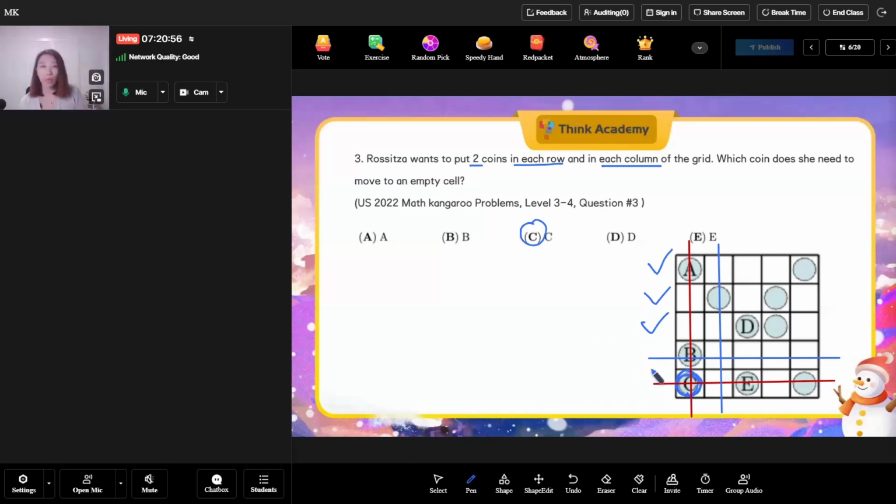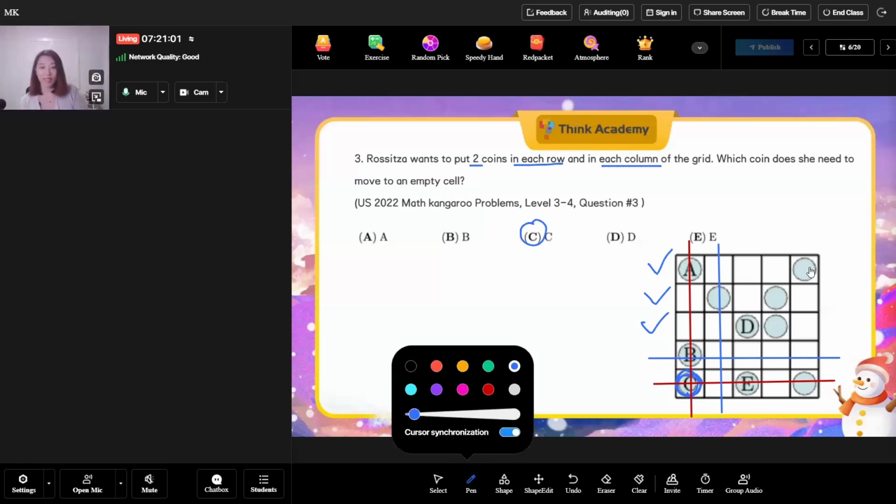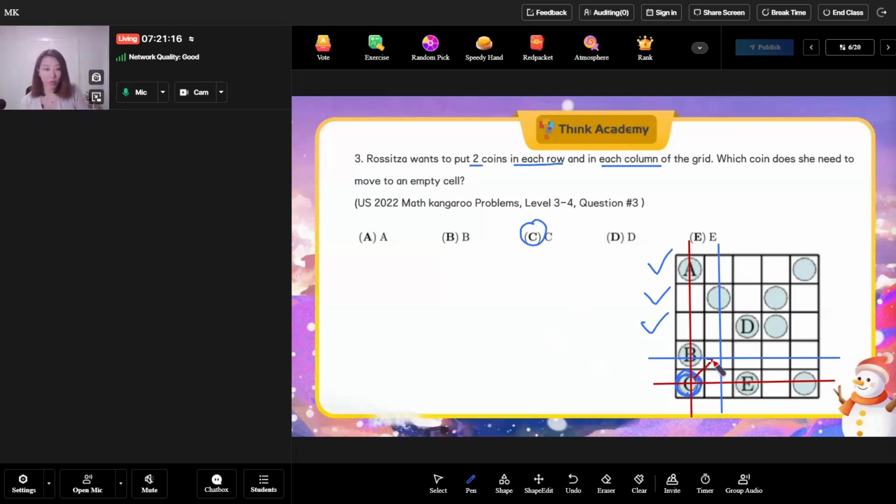Where should I move C to? To which blank space? Yes, the blue column and the blue row are lacking 1, right? So where should I put C to solve these two problems at the same time? Yes, I need to move it to right here. This way, I add 1 on this row. At the same time, add 1 on this column. Very good. Did you get this one correct?